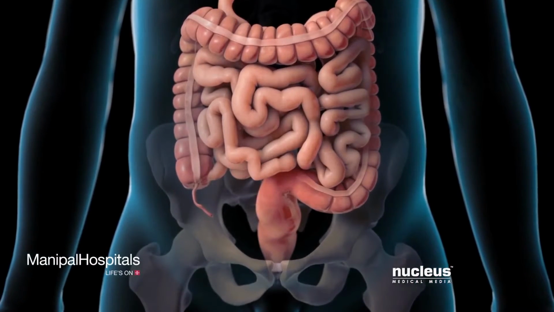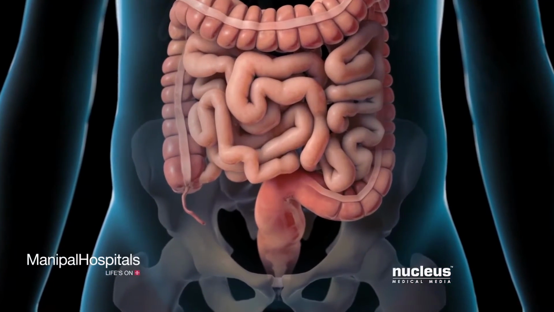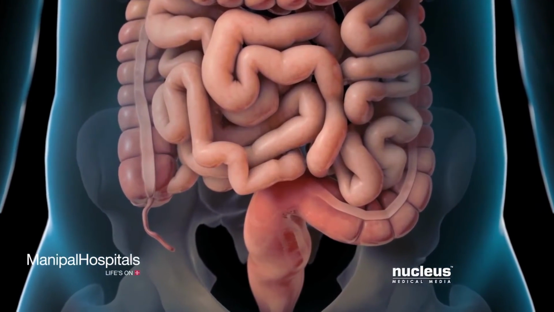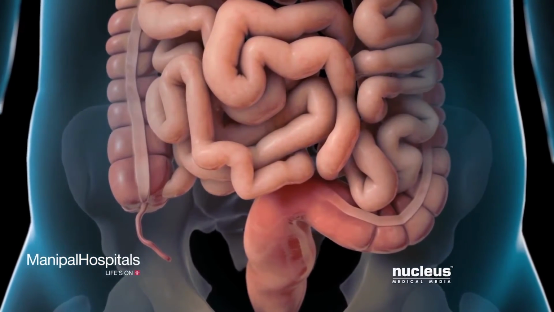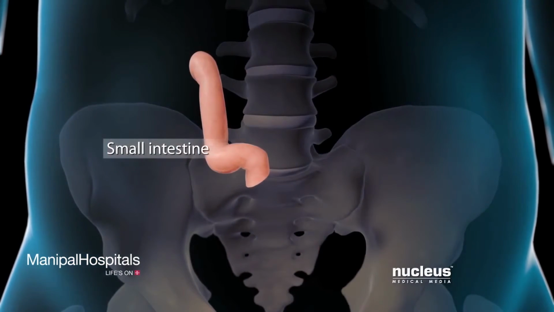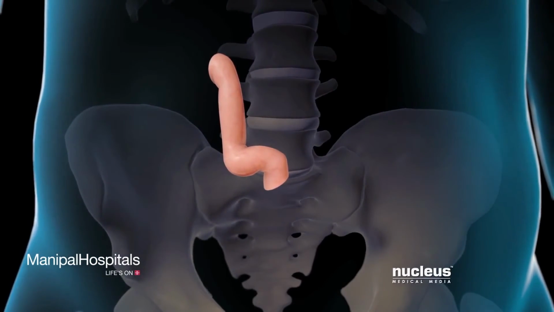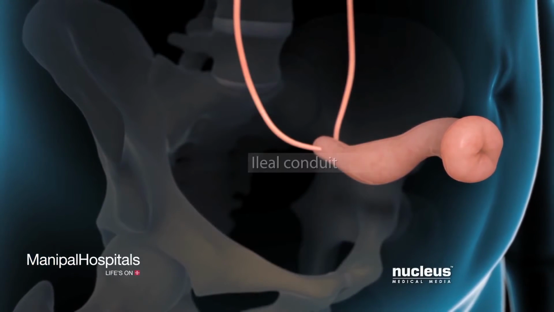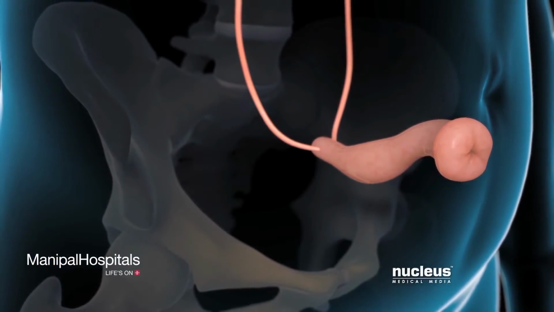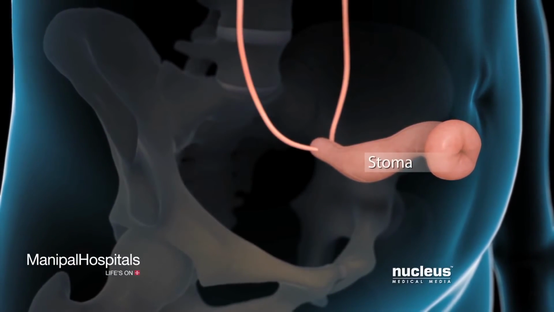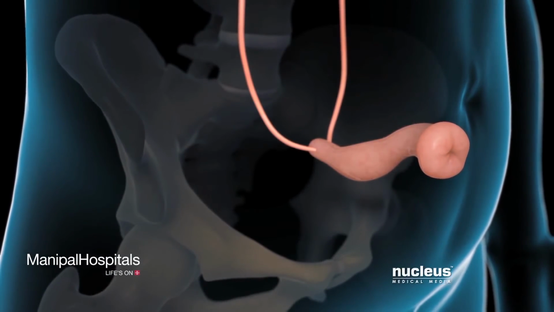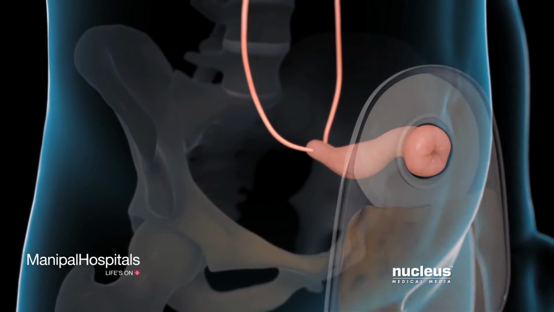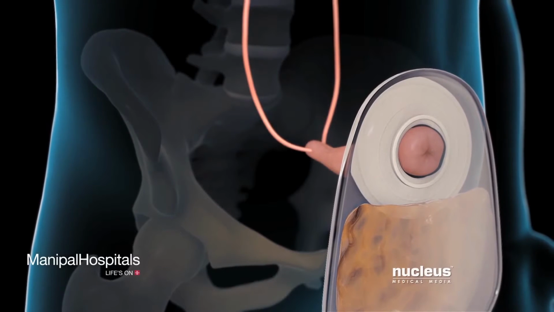Since your bladder has been removed, your surgeon will need to reconstruct a new pathway for you to pass urine from your body. Your surgeon will create this new path using a section of your small intestine in one of three ways. If you receive an ileal conduit, one end of the intestinal section will be attached to the surface of your abdomen, called a stoma. Your surgeon will seal the other end and attach your ureters to it. Your urine will drain into a bag attached to the stoma.